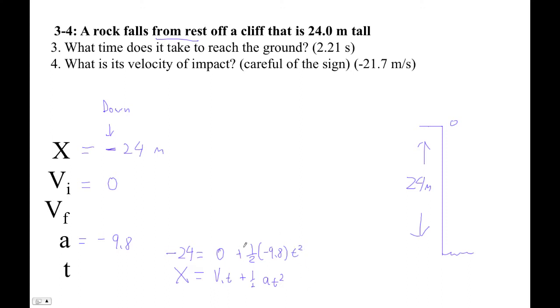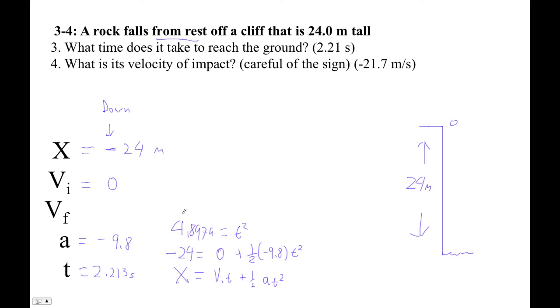And now let's see, what do we do mathematically? 0 is just not there, right? So I guess I'm going to take the negative 24, multiply by 2, and divide by negative 9.8. And I get 4.8979 is equal to t squared. And then I'm going to square root that. So 2.213 seconds.